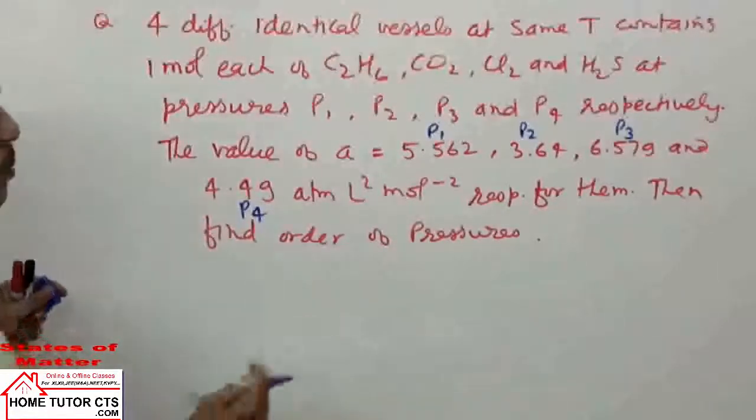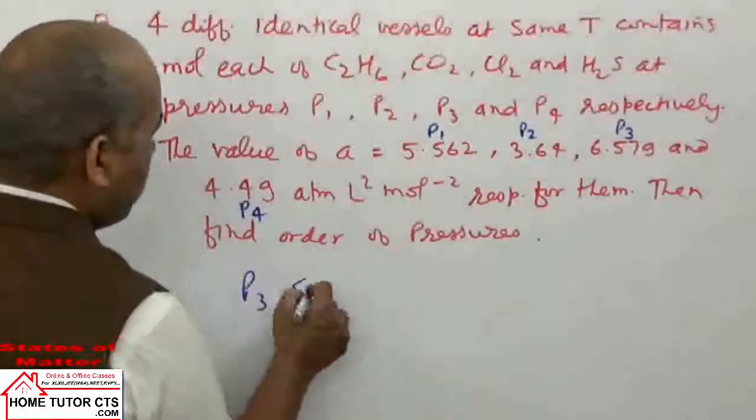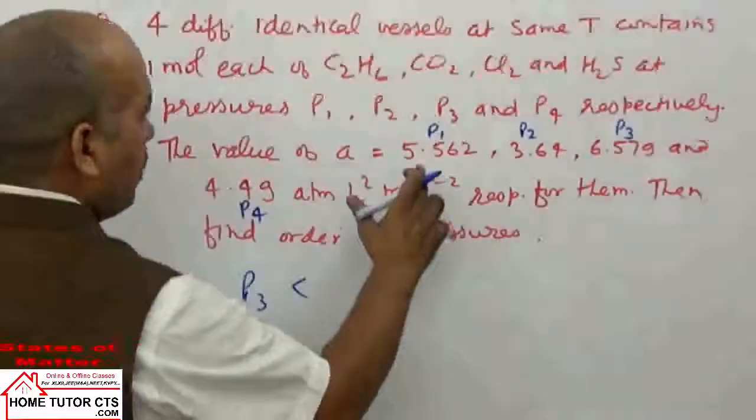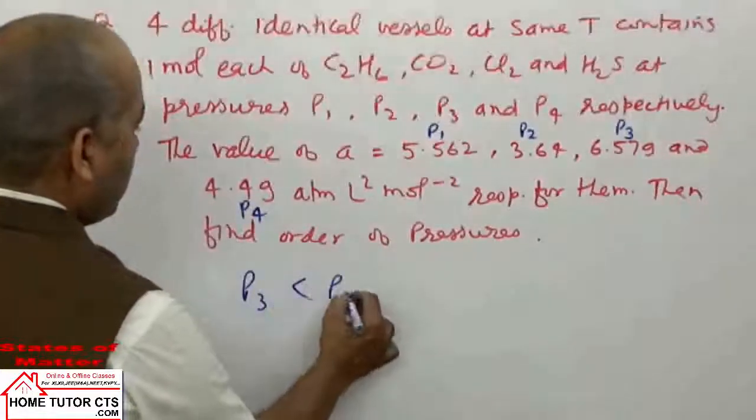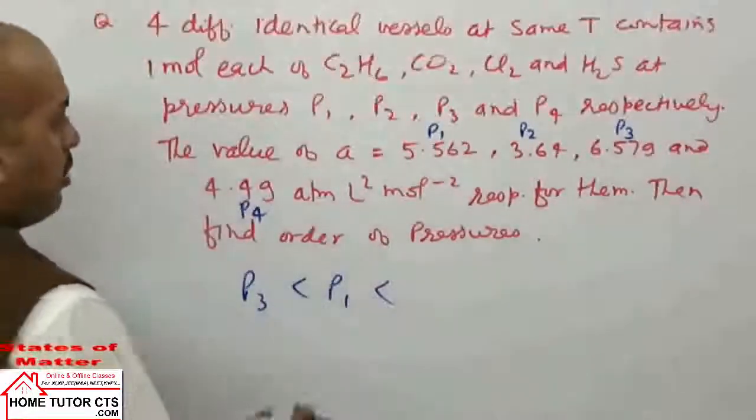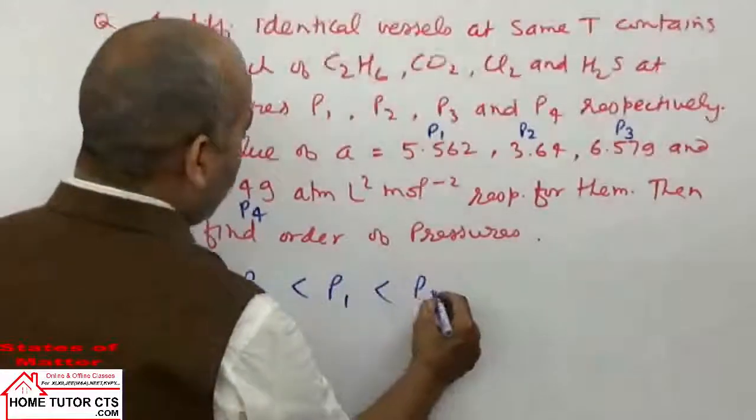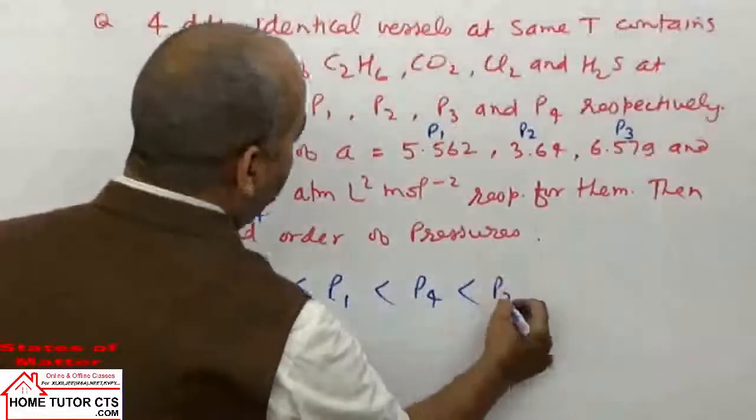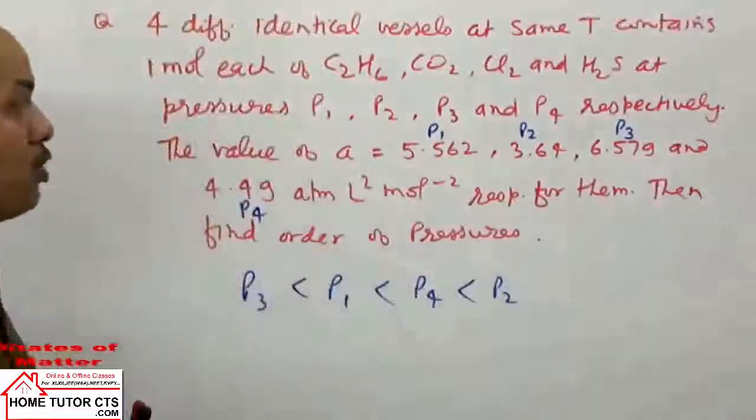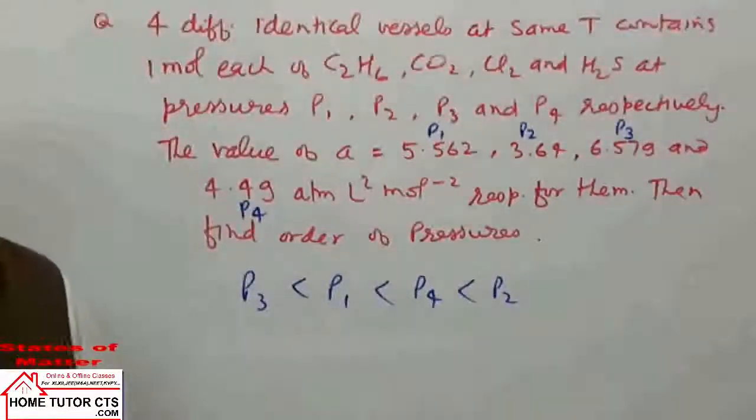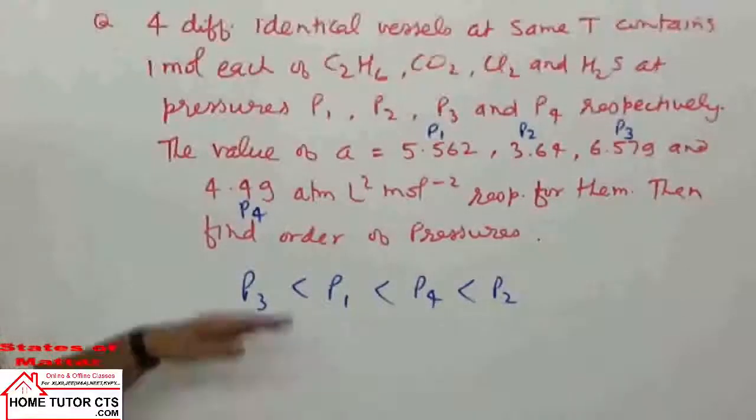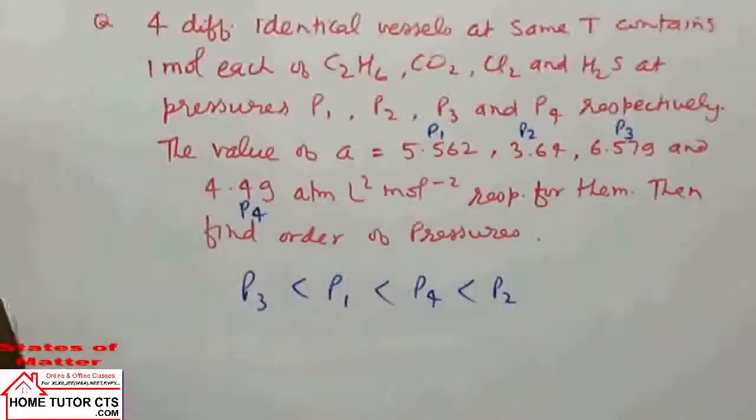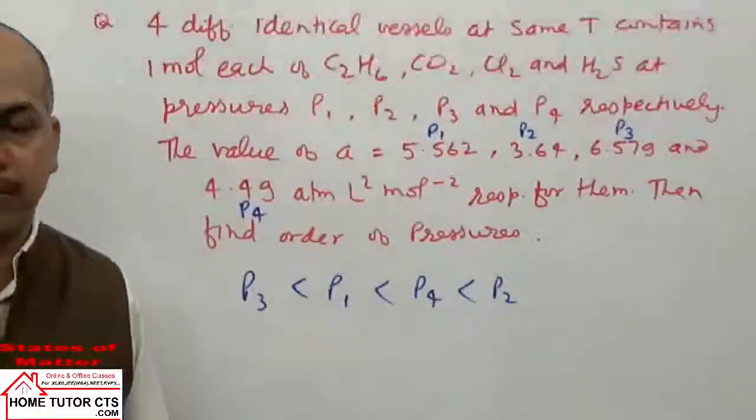So here P3 will be lowest because it has the highest value. Next can be taken P1, and then next P4, and highest is P2. If the molecules have more attractive forces among them, then the pressure will be lower. So I hope it is clear. There are different kinds of questions given in this chapter, states of matter.